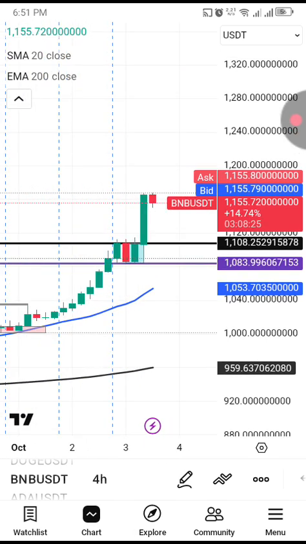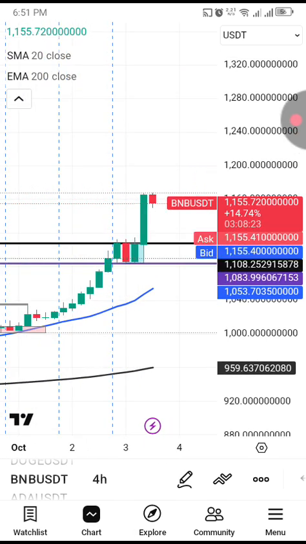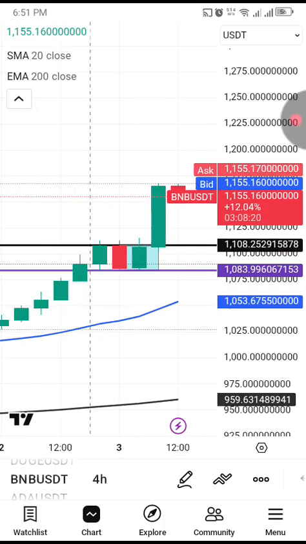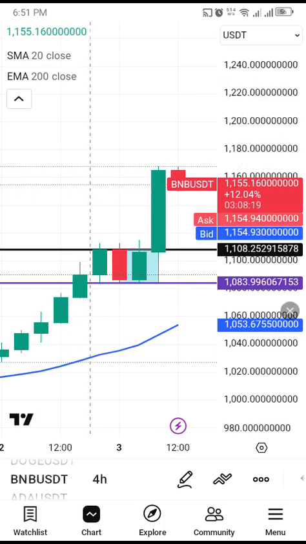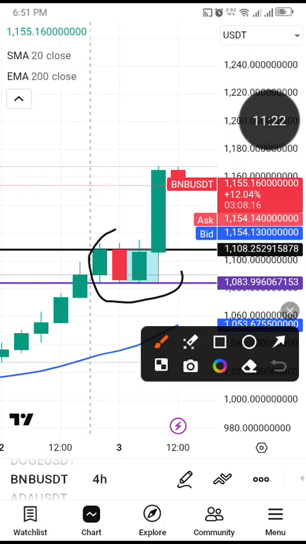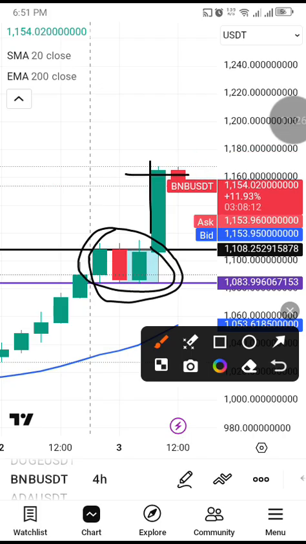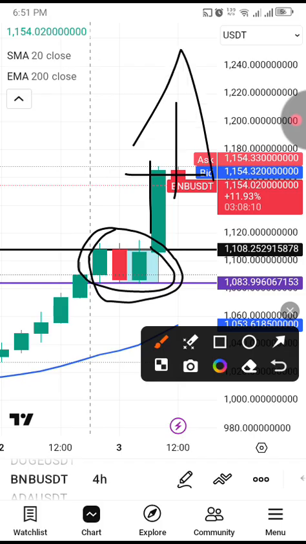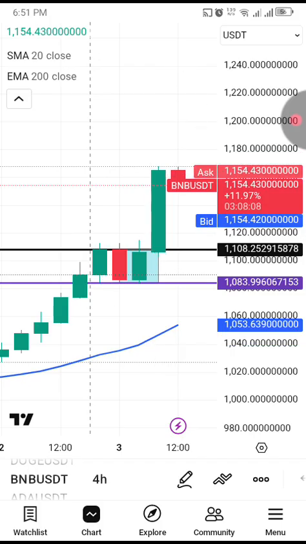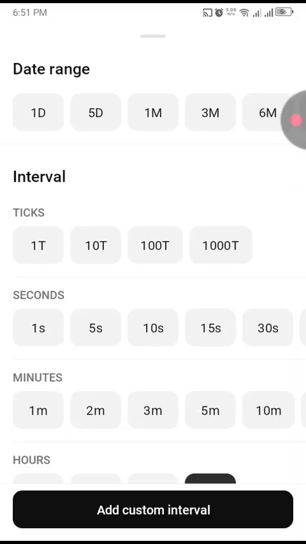I had marked a 1 hour candle. Let me show you the other 1 hour candle. You can see there was a consolidation here. The market was consolidating in one space. Do you see? Until it broke out, which means after breaking out, this market is going up again. So let me go to 1 hour and show you.